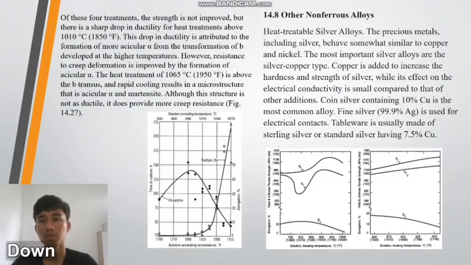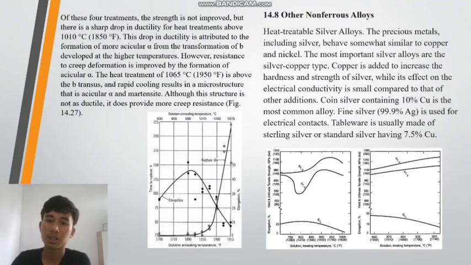Next, of these four treatments, the strength is not improved, but there is a sharp drop in ductility for heat treatments above 1010 degrees Celsius or 1850 degrees Fahrenheit. This drop in ductility is attributed to the formation of more acicular alpha from the transformation of beta developed at the higher temperatures. However, resistance to creep deformation is improved by the formation of acicular alpha.